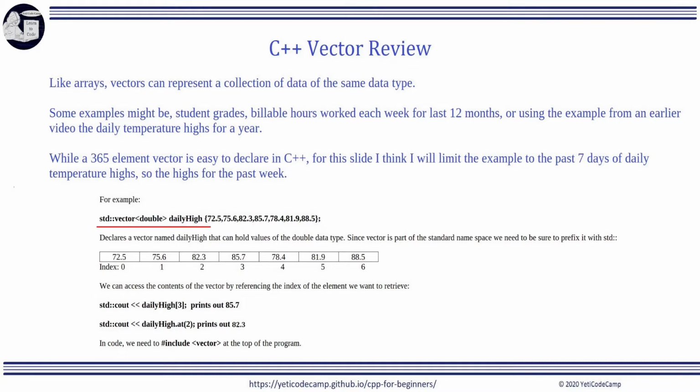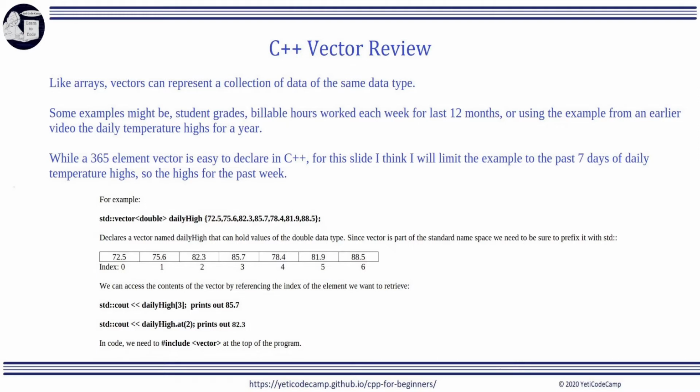And on the slide you can see I have a vector of data type double named daily high, and within it I've just input 7 random values to represent temperatures. Also, since vector is part of the standard namespace, we need to be sure to prefix it with std::, just like we do with cout.